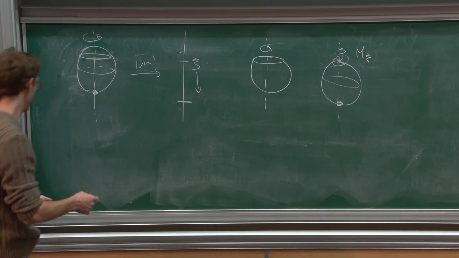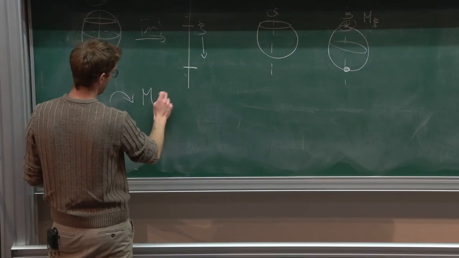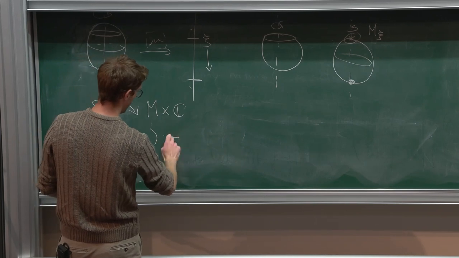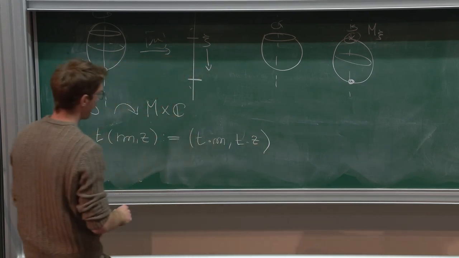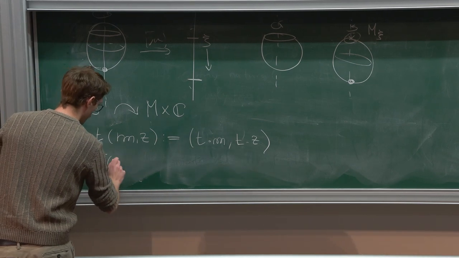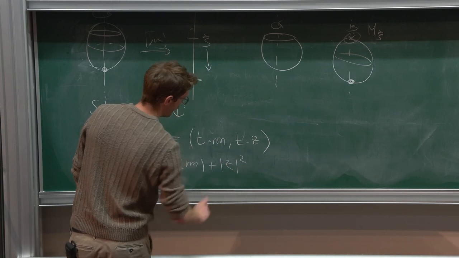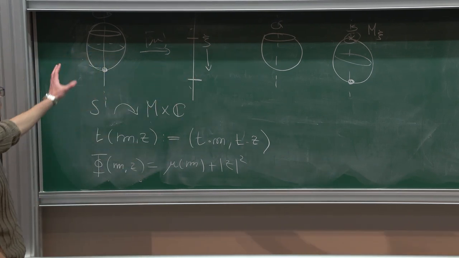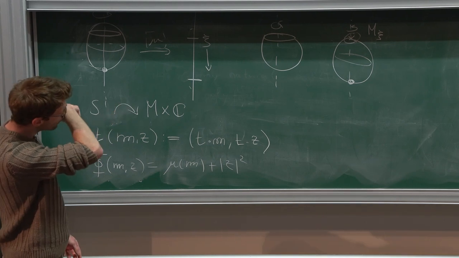And the idea how to define this space is just to extend the S1 action to M times C in the following way. So you have the action of this in the simplest way you can imagine. This is still Hamiltonian with respect to this momentum map. And you can take the symplectic reduction at your regular value. And what you obtain is this space. Yes. And you can check you have a residual S1 action, the fixed loci will be these ones.